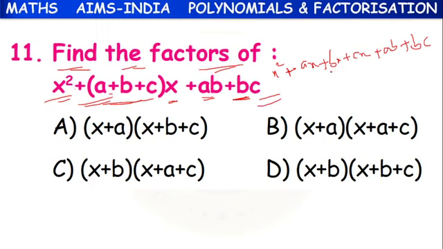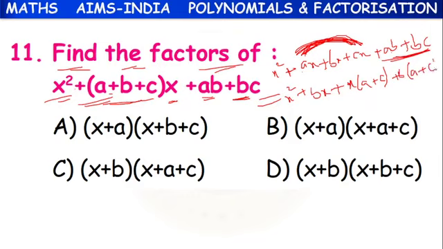Now, in the last terms there is no x term. ab plus bc: if you take b common, a plus c will come. In ax and cx, if we take x common, a plus c will come. So let's take x² plus bx separate. ax plus cx, if we take x common, a will remain here and c will remain here. Plus in the last two, if we take b as common, a will remain here and c will remain here.